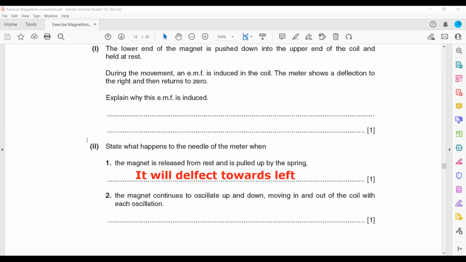Then the magnet continues to oscillate up and down, moving in and out of the coil. With each oscillation, what will happen to the needle? So if the magnet is moving up and down, as a result, the needle will also oscillate. It will deflect right and left, because of the magnet here, which is shown.